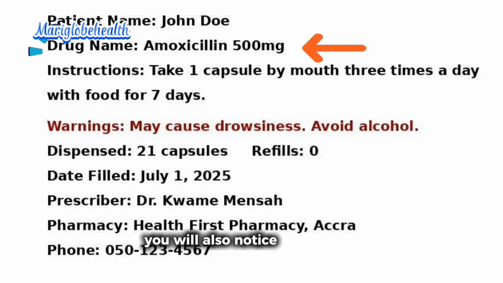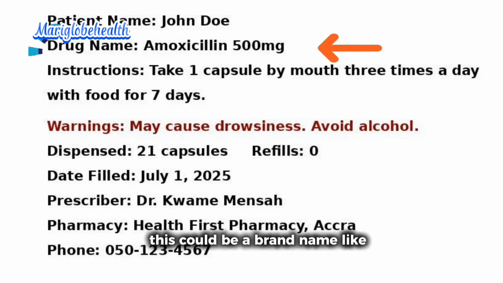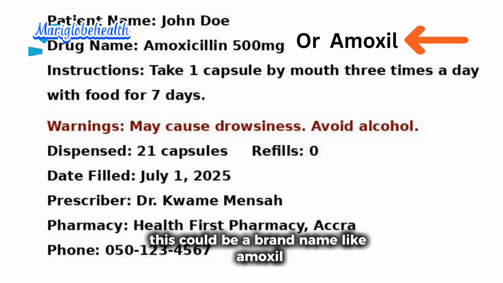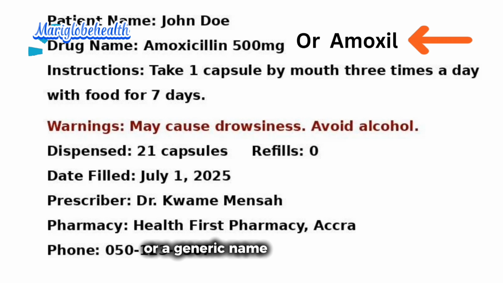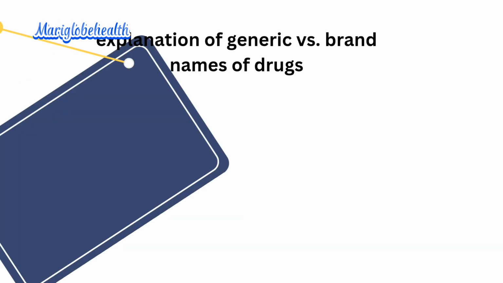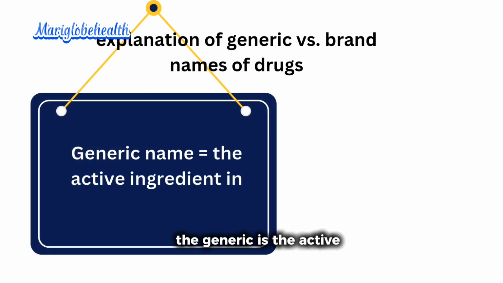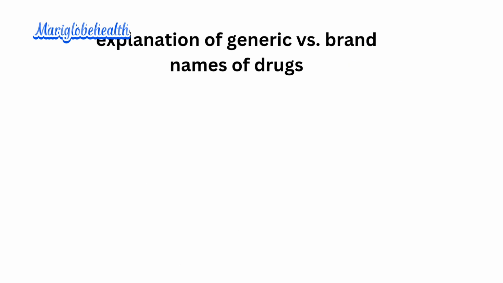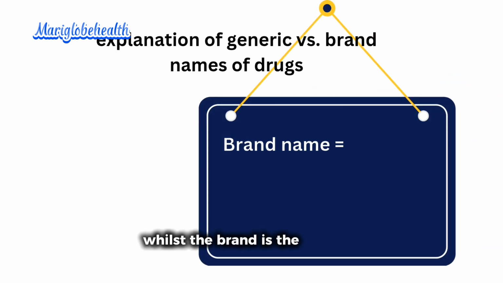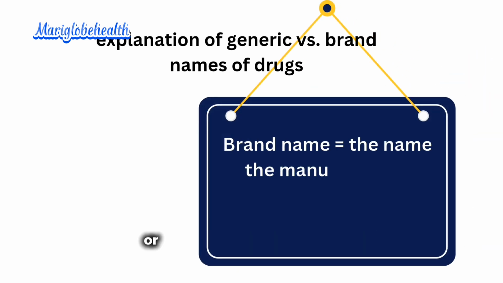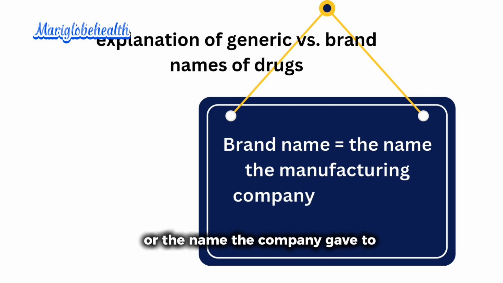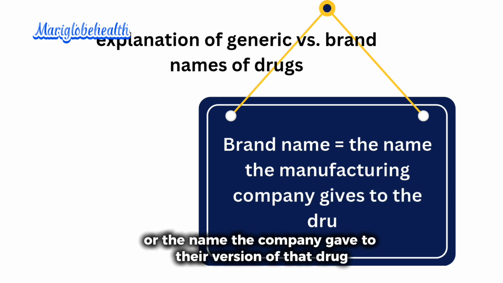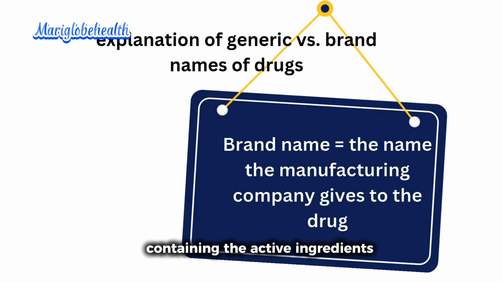You will also notice the medicine name. This could be a brand name like Amoxil or a generic name like amoxicillin. The generic is the active ingredient in the drug, whilst the brand is the company's version of it, or the name the company gave to their version of that drug containing the active ingredient.